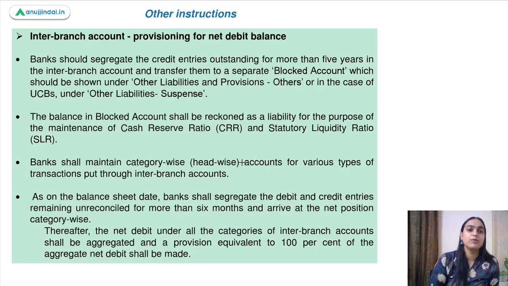All right. Moving on to next section which relates to other instructions. In instructions ke alawa bhi kuch aur instructions is direction mein issue kiye gaye hain. So other instructions include, first, inter branch account provisioning for net debit balance. Okay, so let's read these one by one. Banks should segregate the credit entries outstanding for more than 5 years in the inter branch account and transfer them to a separate blocked account which should be shown under other liabilities and provisions.